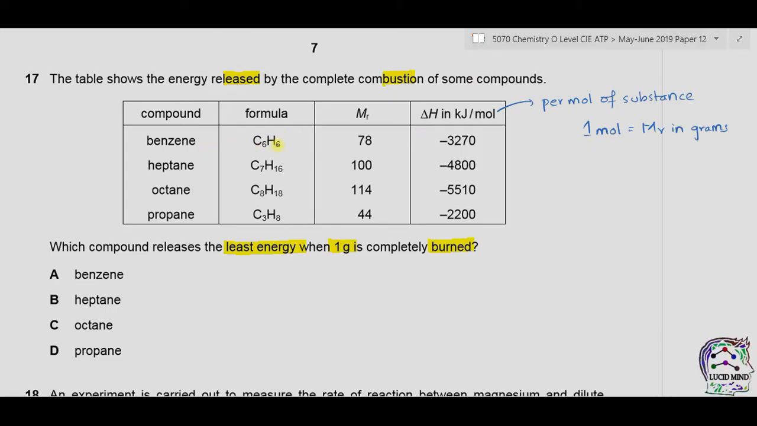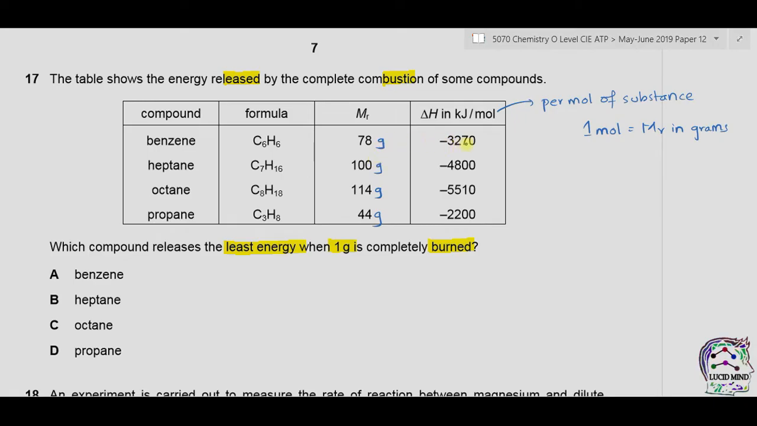So we can see that for benzene the molecular mass is 78, so for 1 mole it will be equal to 78 grams. Similarly for heptane we have 100, so for 1 mole it will be equal to 100 grams. Similarly it will be 114 grams for octane and 44 grams for propane. Now let's find out energy per gram.